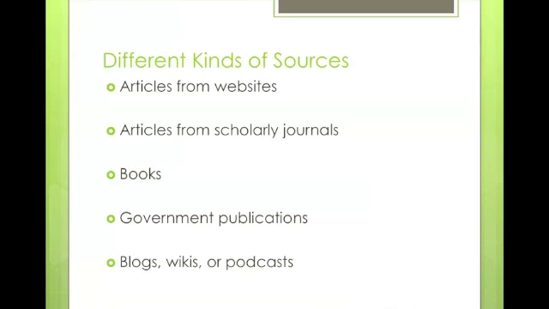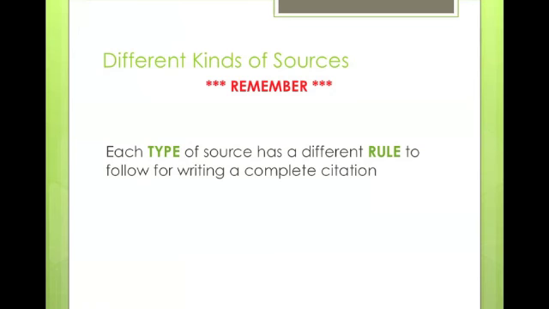There are different kinds of sources you've likely used in your academic paper. Some of you have used articles from websites, some of you have used articles from scholarly journals, and these came from the library databases such as Academic Search Complete or EBSCO. You may have used books, government publications, either in print or likely from a website, and you may be using blogs, wikis, or podcasts. You might have other kinds of sources, but the point I want to make is that each kind of source has a different kind of rule for the way you cite it in a works cited page. I can't emphasize that enough.